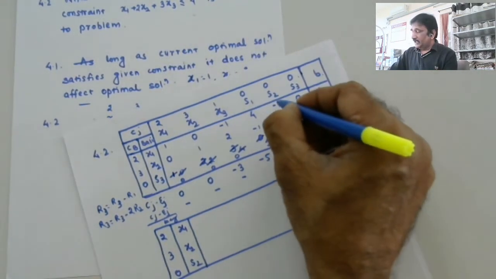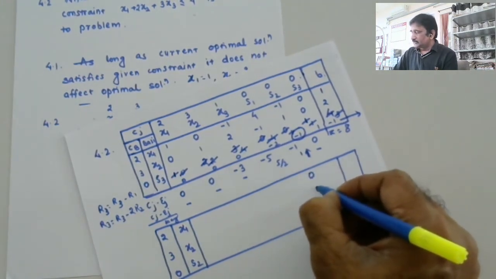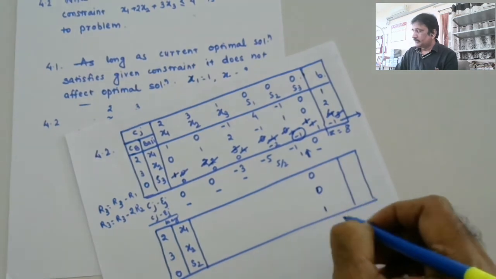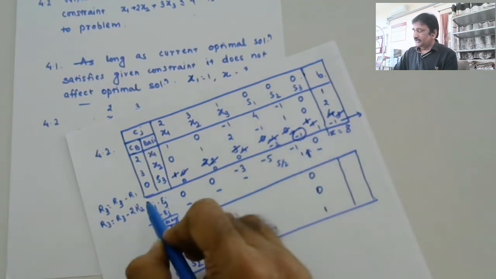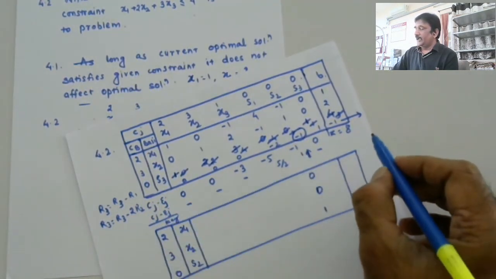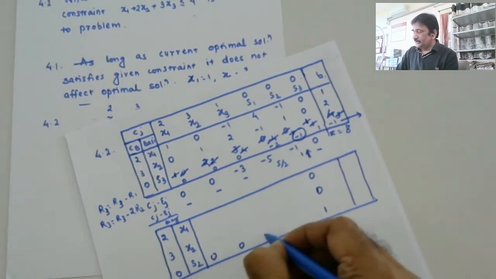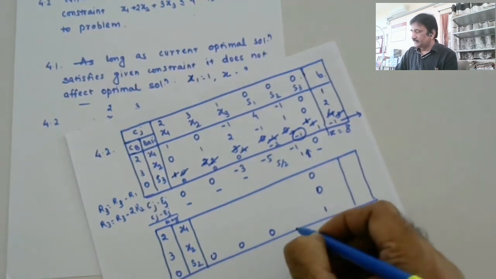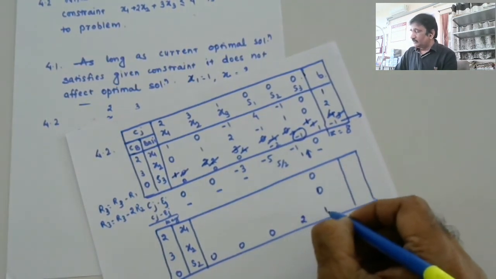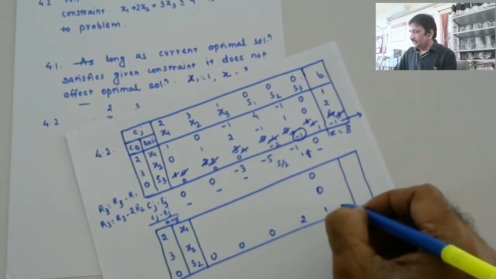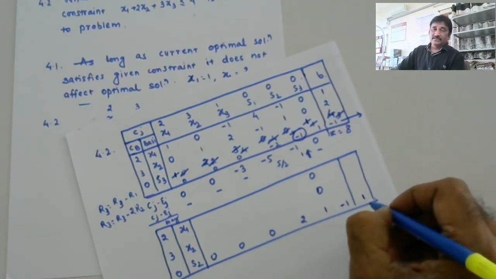Now I want to make the S2 column as 0, 1, 0, 0, 1. Here the element is already minus 1, so I'll be multiplying the whole row by minus 1 to get 0 here, 0 here, 0 here. 0 into minus 1 is 0, and minus 2 into minus 1 is 2, minus 1 into minus 1 is 1, 1 into minus 1 is minus 1, and minus 1 into minus 1 is 1. So this just turned positive.